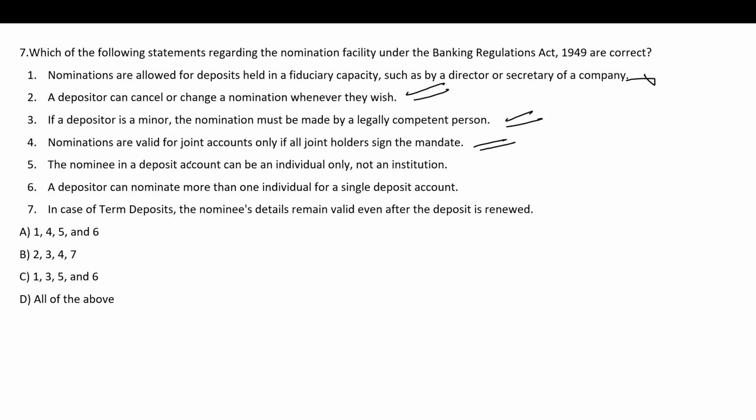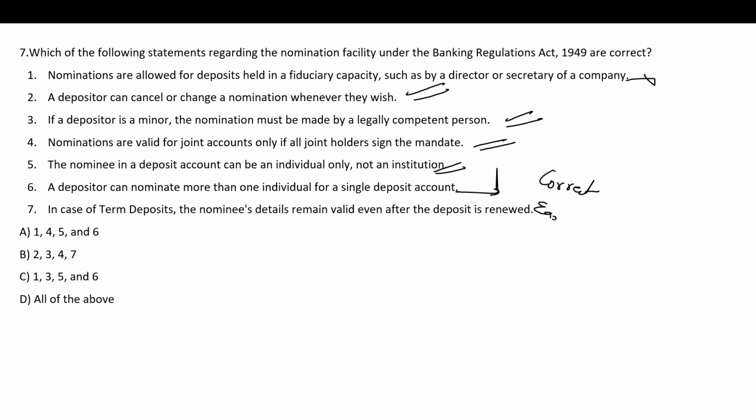Nominations are valid for joint accounts only if all joint account holders make the mandate. Yes, this is correct. The nominee in a deposit account can be an individual only and not an institution. So yeah, nominee must be an individual and not the institution. So this is correct. Depositor can nominate more than one individual for a single deposit account. So earlier, before the amendment, no, but after the 2024 amendment, which was recently passed by both the houses of the parliament, this statement now becomes correct.